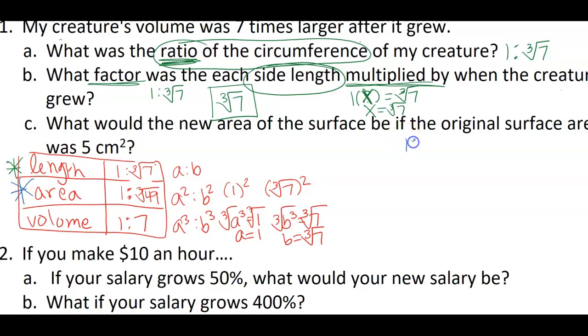So remember, 1 to the cube root of 49. I know this and I get to use it. The question is, how do I use it? And remember what a ratio is. This is comparing the old area to the new area.